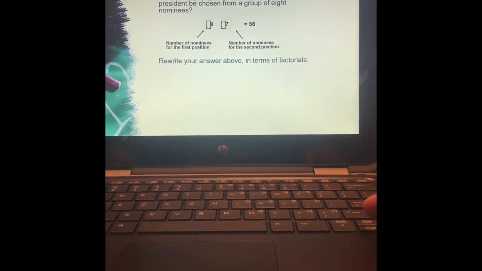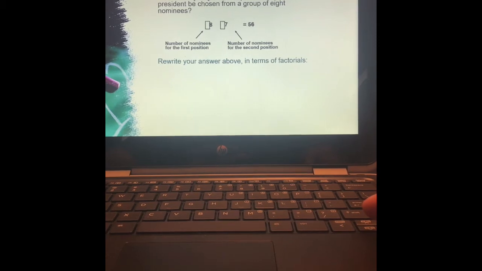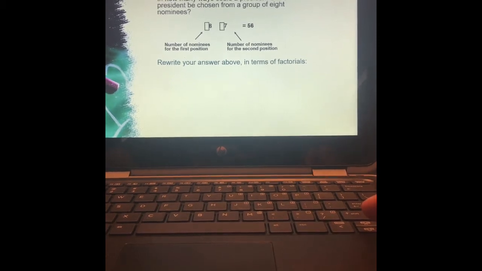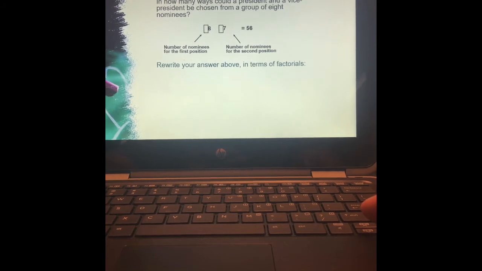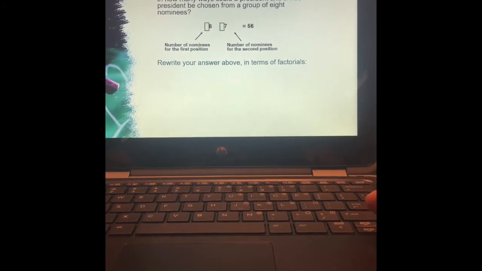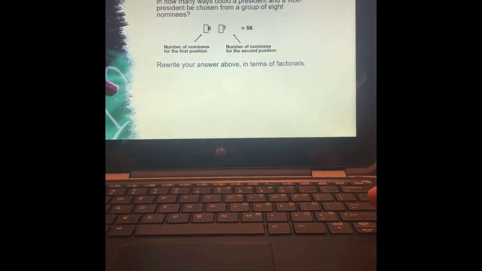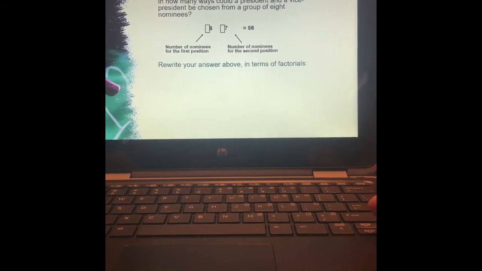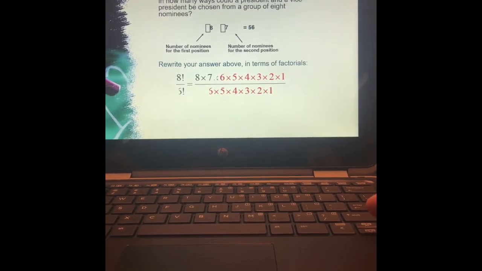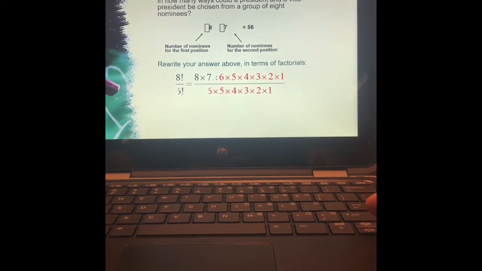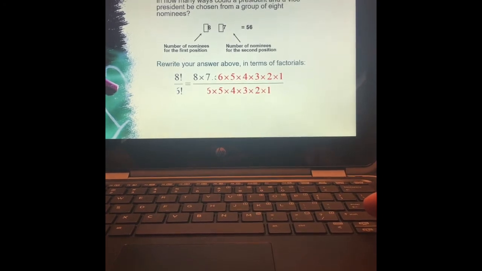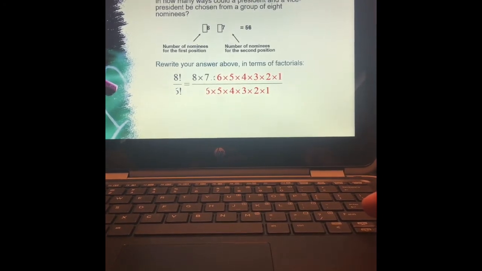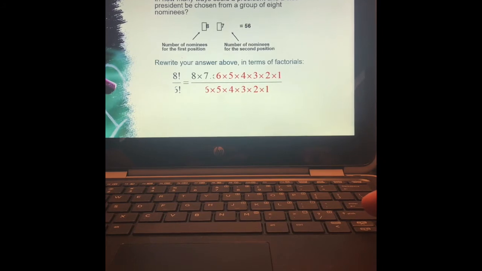So rewrite your answer above in terms of factorials. That's 8 factorial, because there's 8 people. But you don't need anybody past 7. So 8 factorial divided by 6 factorial is going to get rid of everything. 8 factorial divided by 6 factorial. And then the other way of writing this is 8P2. There's 8 people, you need 2 in order.